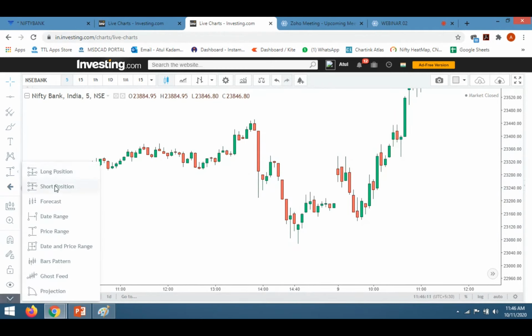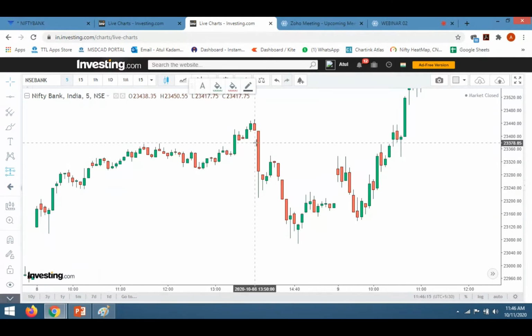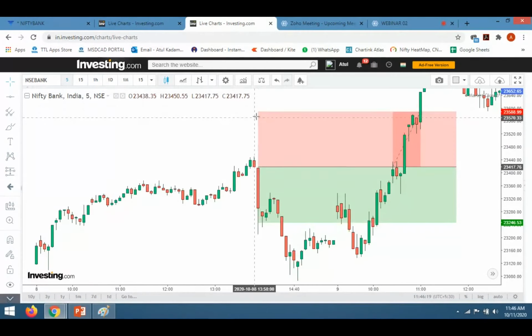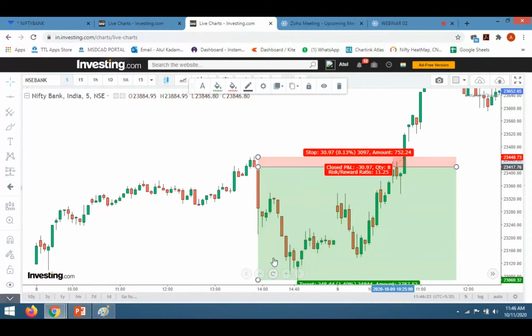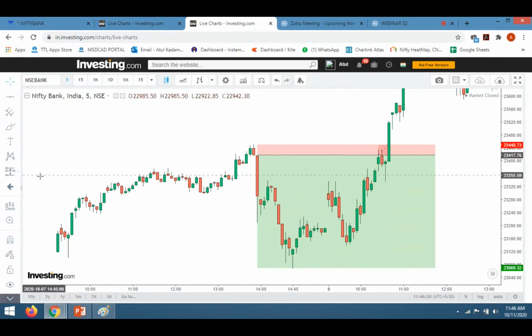If you see here, short and long position. Long means buy, short means sell. So short positions we are taking below this, and our stop loss is above this candle. So I move this. My stop loss is 30 points, and I get this much. So my risk reward ratio is 1 to 11. So who gives you 1 to 11?